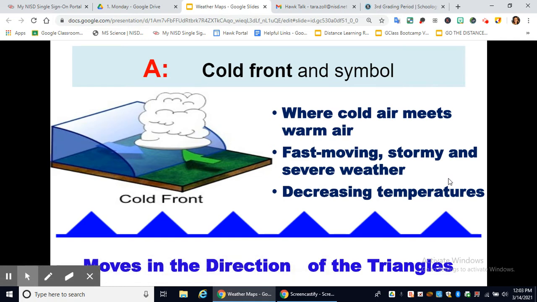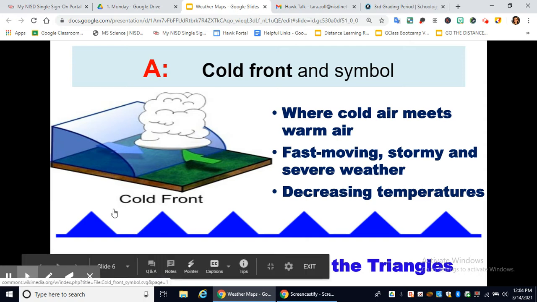Cold front and symbol. Cold fronts are where cold air meets warm air. They're fast moving, stormy, and bring severe weather. They also bring decreasing temperatures. This is what a cold front symbol looks like.